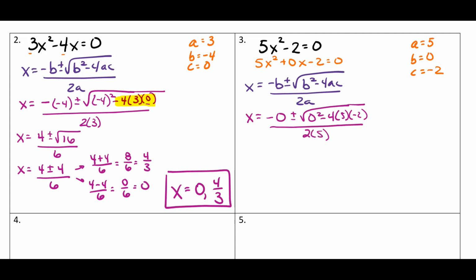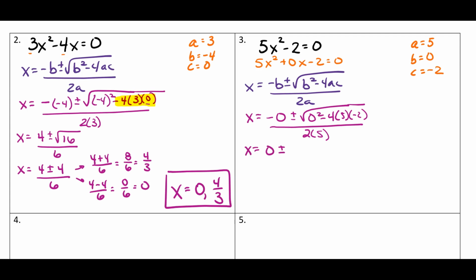So one thing you'll note is the only variable here, a, b, and c, that won't be 0 at any time is the a. And that's because you have to have an x squared term for it to be a quadratic. So b could be 0, c could be 0, and if they are, it makes the problem a little easier. So like on this one here, negative 0 is just 0, plus or minus.